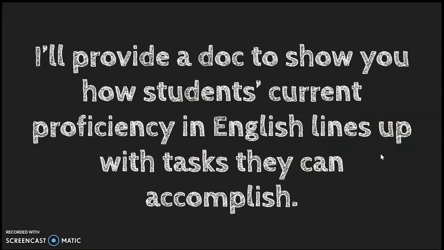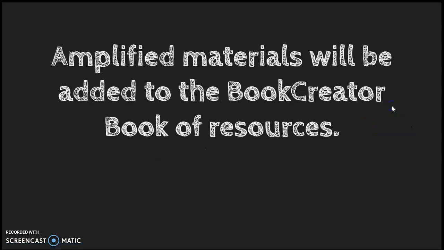Now, I will provide another document to show you how students' current proficiency in English lines up with tasks they can accomplish. We used to call it can-do descriptors. We don't call it that anymore, but I will be working on updating that. So you can see how what her level says about her ability to, or the things you have to do to make her able to accomplish certain tasks. Okay, I'll be working on that.